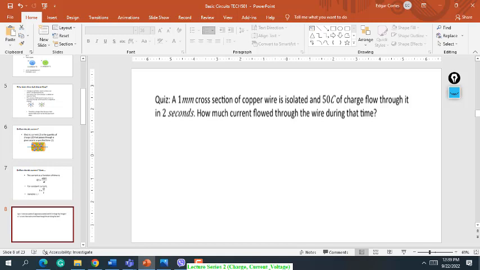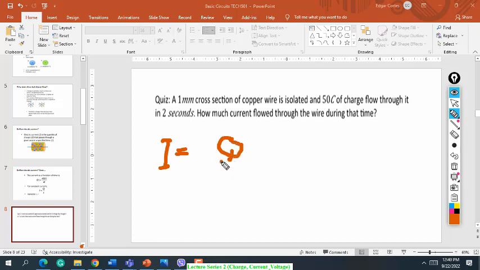Can anyone guess the answer? Okay, 25. What is that? The answer is, from that definition earlier, I equals Q over t. And that Q is 50 coulombs over 2 seconds, and that is 25.